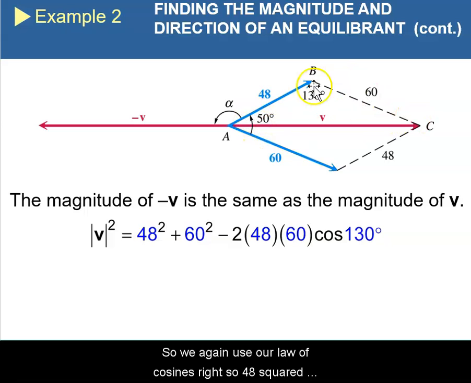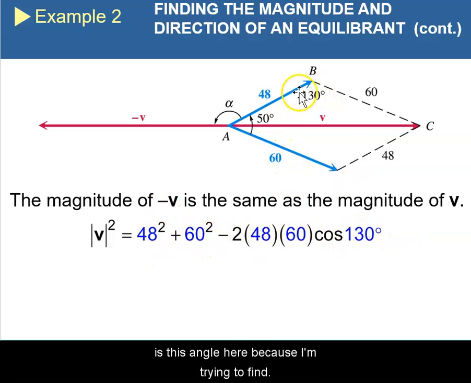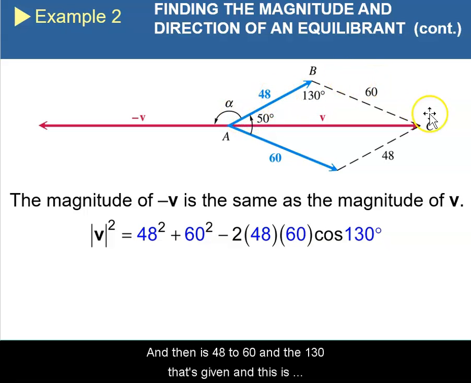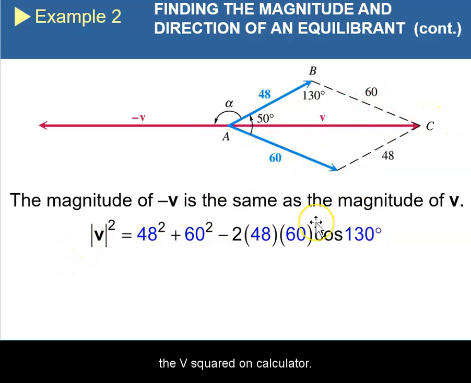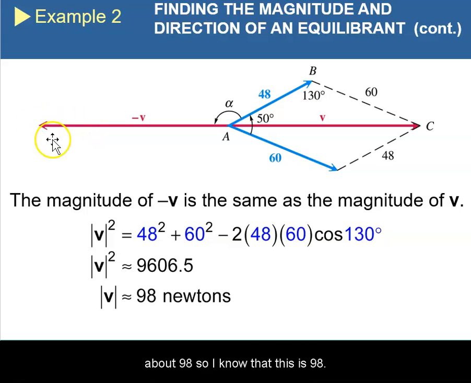So we again use our law of cosines. 48 squared, 60 squared, we plug that all in, and the angle I'm using again is this angle here, because I'm trying to find the side across from this angle. So I'm using this triangle. It's the 48, the 60, and the 130 that's given, and this is the v squared that I'm calculating. I plug in all my values, take the square root, and I get about 98 newtons. So this has a magnitude of 98, I should say.